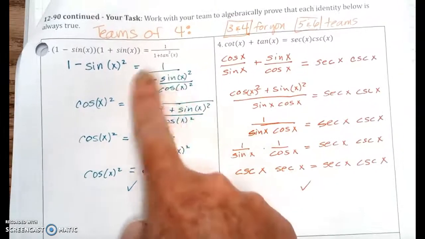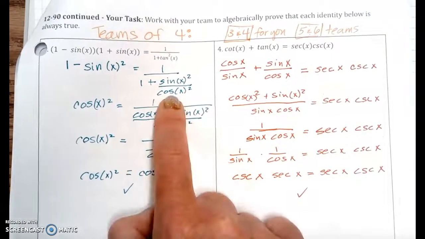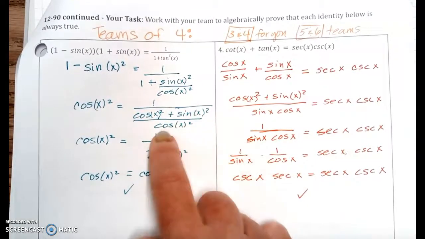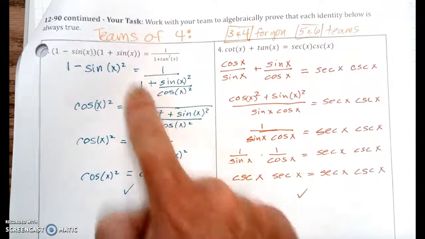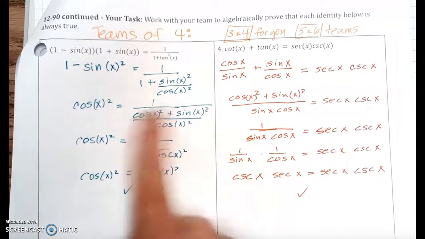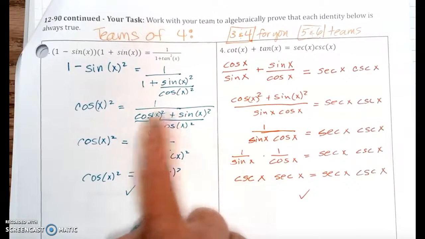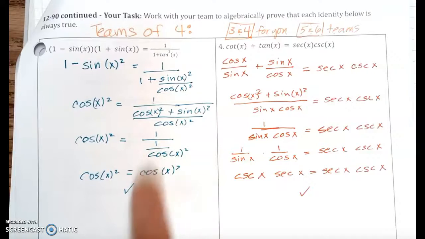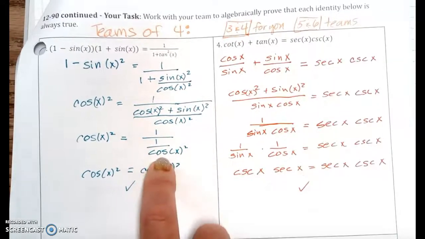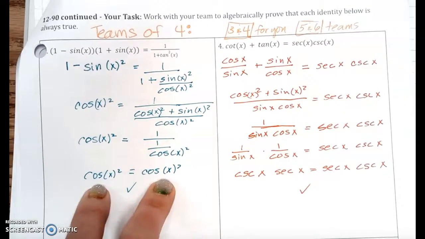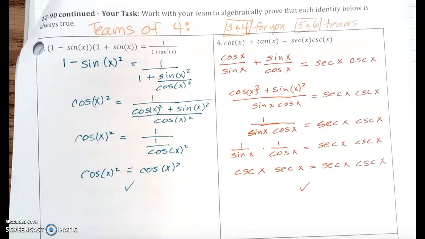I'm going to rewrite the tangent squared x as sine of x squared over cosine of x squared. In order to simplify this denominator, I need to get a common denominator. So sine of x squared is right here, but 1 I'm going to rewrite as cosine of x squared over cosine of x squared so that I can simplify it. And then this is the identity of 1. So we have 1 over the 1 over cosine of x squared, which is cosine of x squared. So cosine of x squared equals cosine of x squared, and that proves that the identity is true.